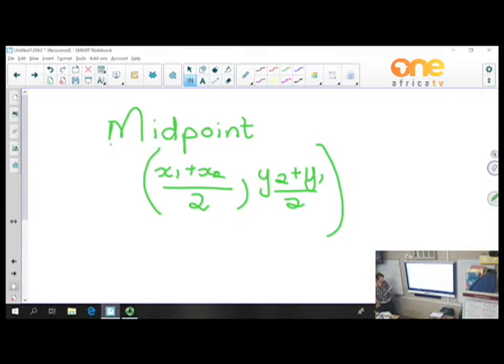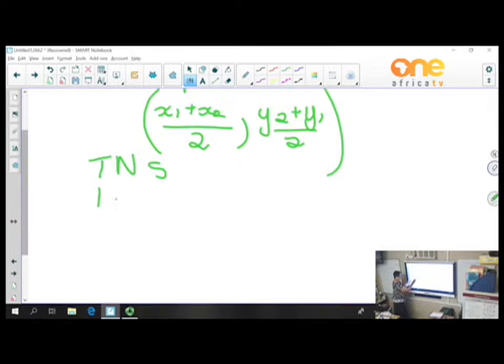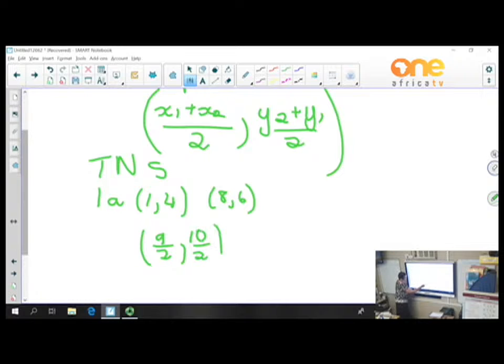Okay, so now you've got the formula, and we're now going to try now 5. Calculate the coordinates of the midpoint between the following points. Let's do the first one. I'll do this one together with you. 1, 4 and 8, 6. So the midpoint is 9 over 2 and 10 over 2, which is 4.5 and 5. There's the midpoint.